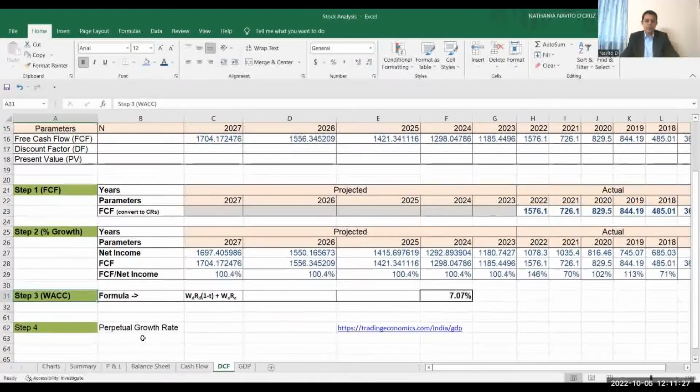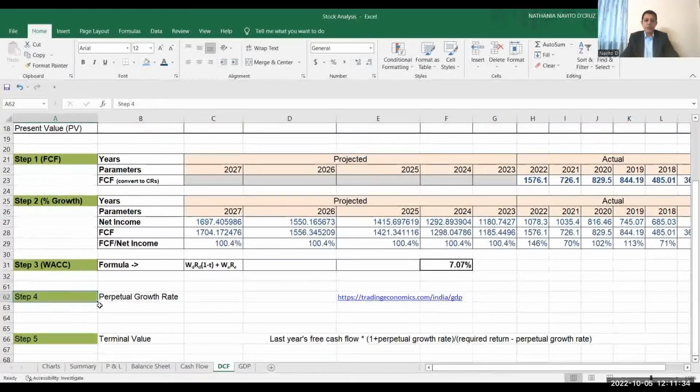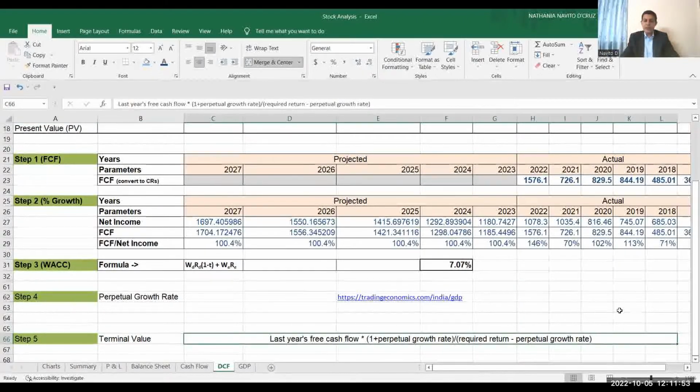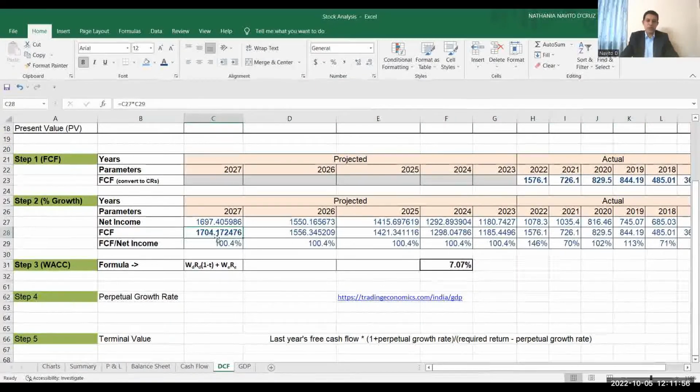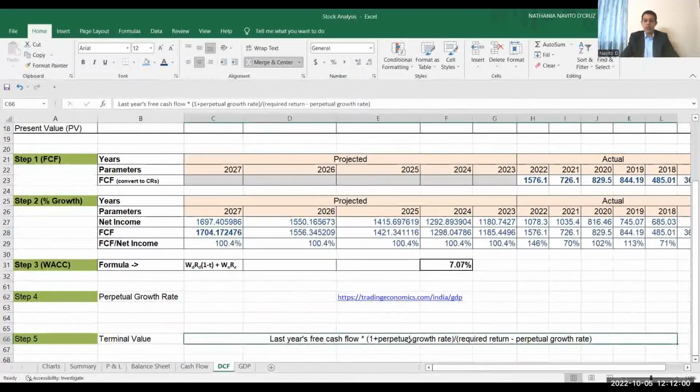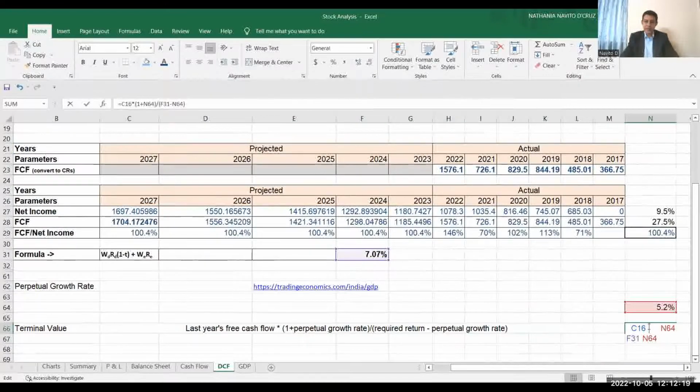So let's go to our step 4. Step 4 is a perpetual growth rate, which we have already identified by taking the GDP growth rate of all the 30 years and then averaging it out, which we get at 5.2%. And then we move on to step 5, which is our terminal value calculation. Here we take the last year's free cash flow, and the last year's free cash flow is 1704. Multiply that with 1 plus perpetual growth rate. Perpetual growth rate is 5.2%, and then divide it by the required return. In our case, required return is our cost of capital, and then subtract the perpetual growth rate, which is again 5.2%. So this is what we see here as the calculation.